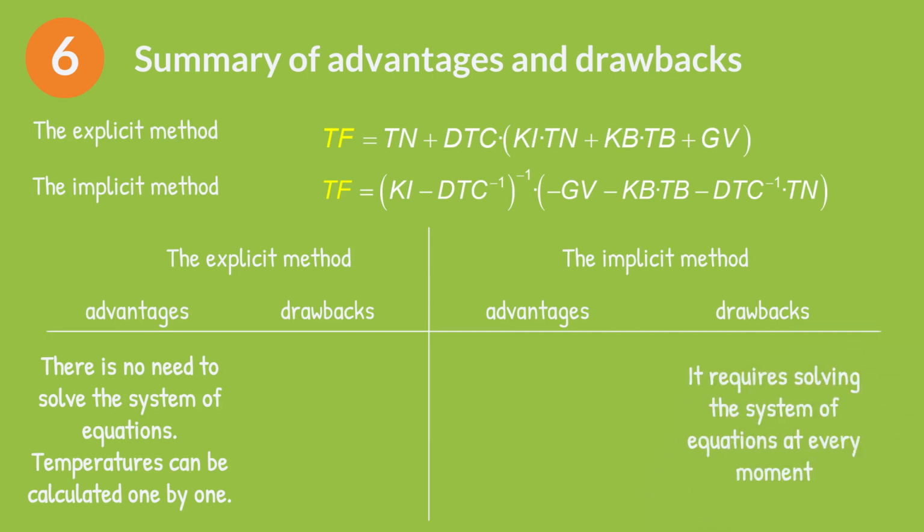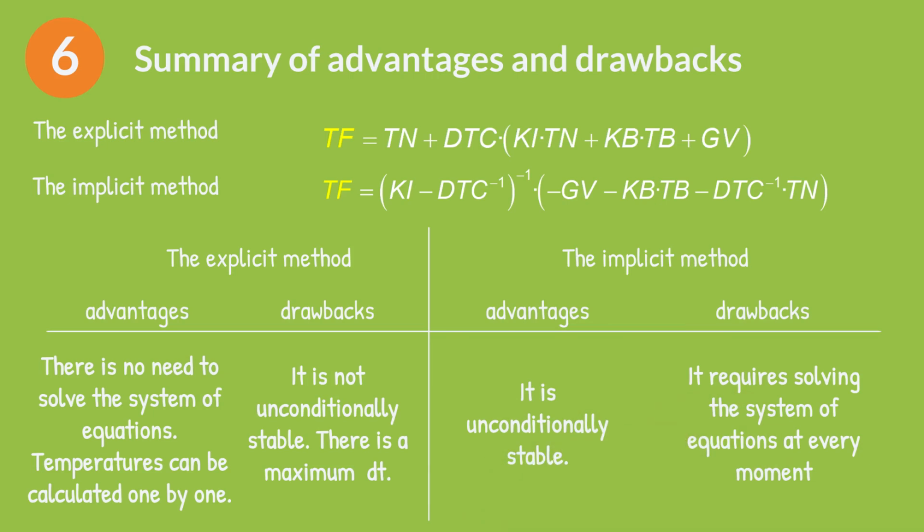On the other hand, the implicit method requires solving the system of equations at each instant to calculate the next temperature vector. The explicit method is not unconditionally stable. There is a maximum delta T that guarantees the stability of the mathematical solution. The implicit method is unconditionally stable.